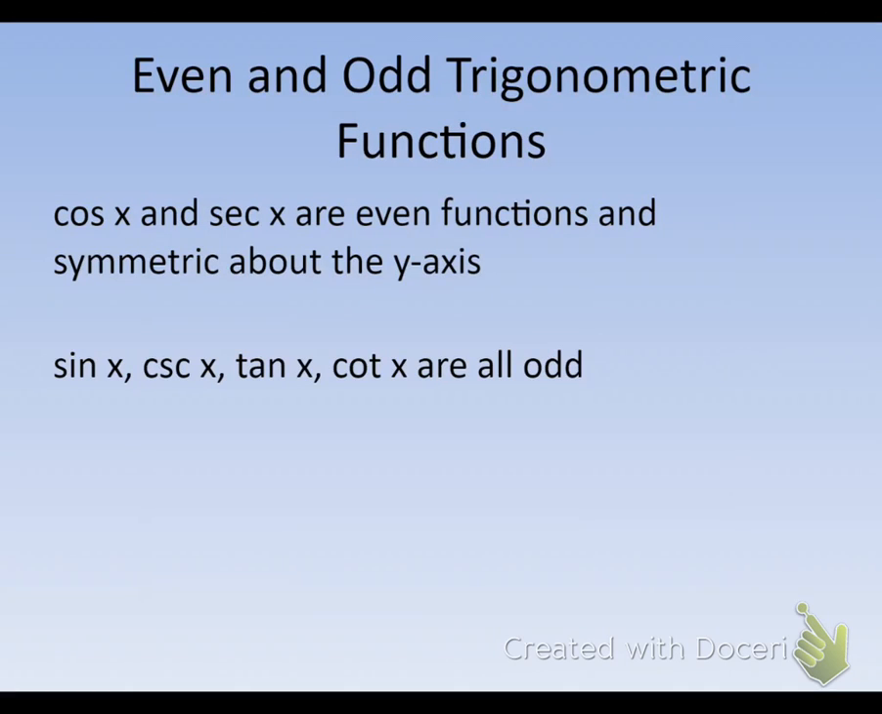Okay, this is 1.6. Our objective from the last slide that I already went through was to use trig functions to model periodic behavior and applications. Here we have even and odd trig functions. We see that cosine and secant, the reciprocal of cosine, are even functions and symmetric with the y-axis. And then every other trig function is going to be odd.